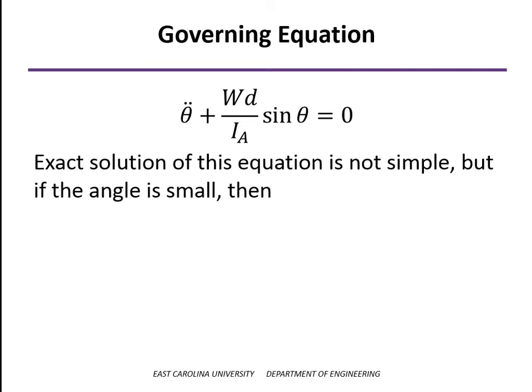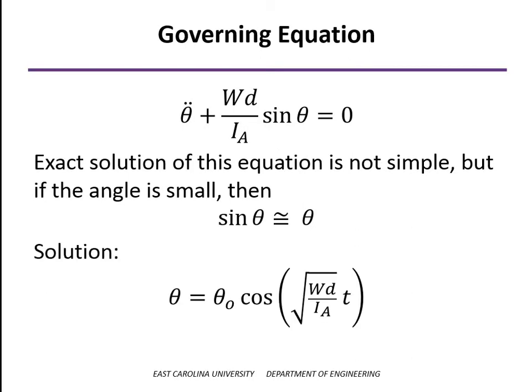If that's the case, then the sine of the angle is approximately equal to the value of the angle in radians. So if we substitute theta for sine theta into the governing equation, we do have a simple solution to that. It's a simple cosine function, theta naught here being the initial angle, the angle that we release it from, and then let gravity take over.